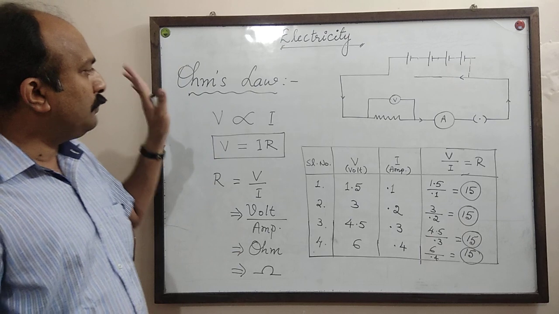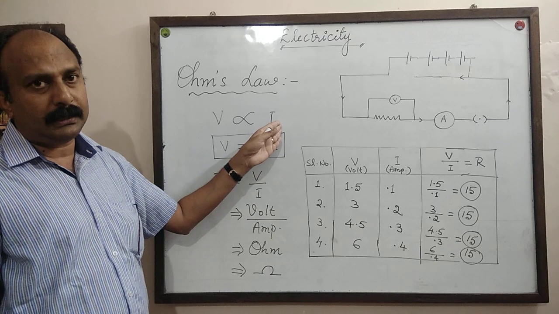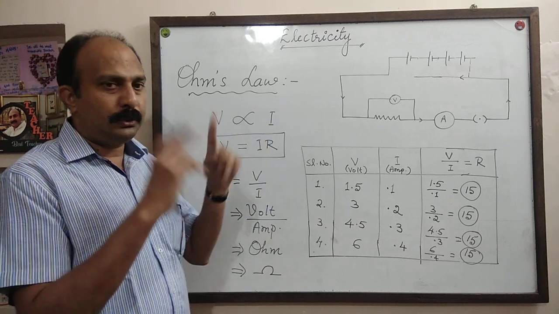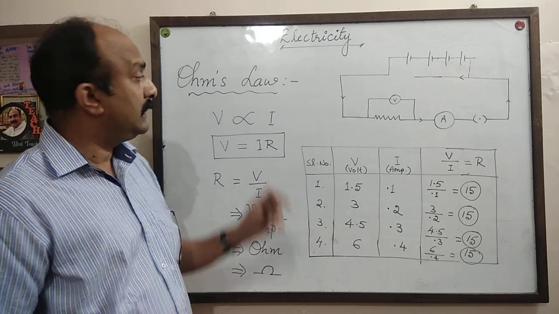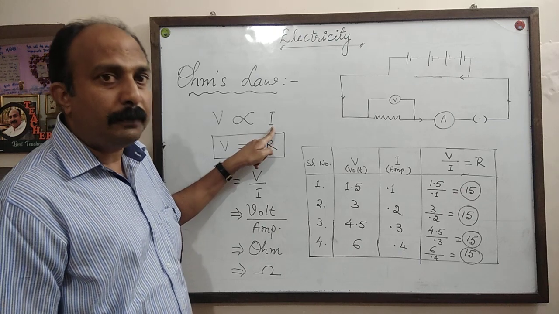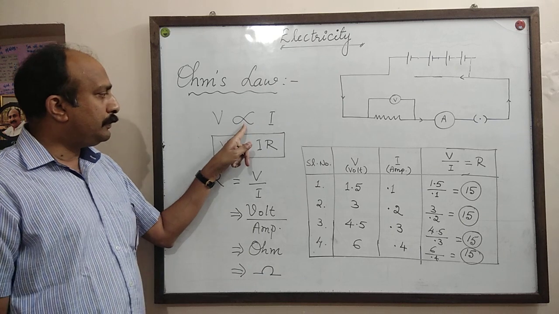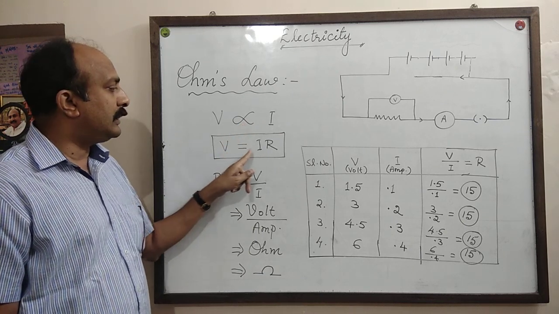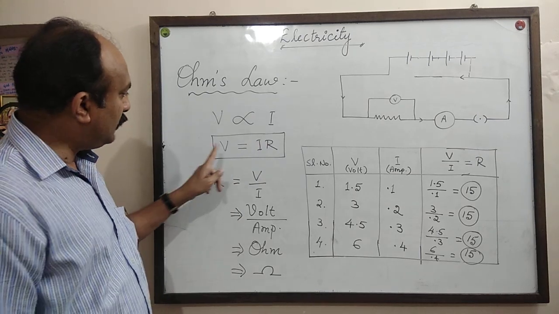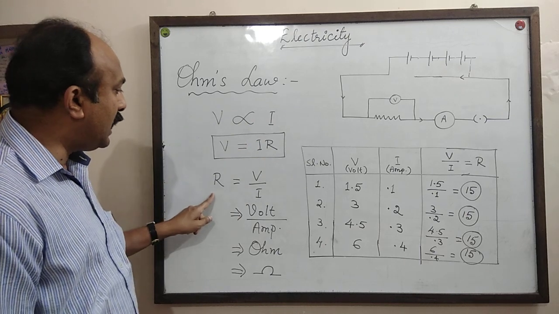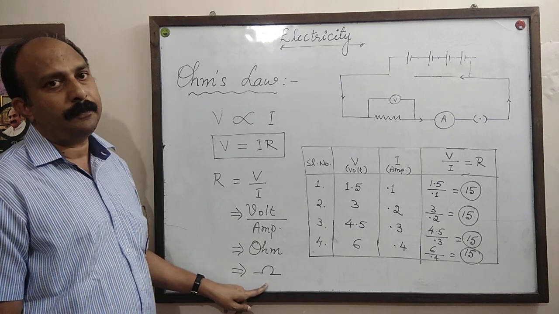So I repeat, Ohm's law simply states that potential difference is directly proportional to electric current. Potential difference across the two ends of a metallic wire of any electric circuit will always be directly proportional to the amount of electric current produced in that circuit. That is, when the proportionality sign is converted, we got V is equal to IR, where R is known as resistance. So we got V is equal to IR, or R is equal to V upon I. The SI unit of resistance R is ohm.